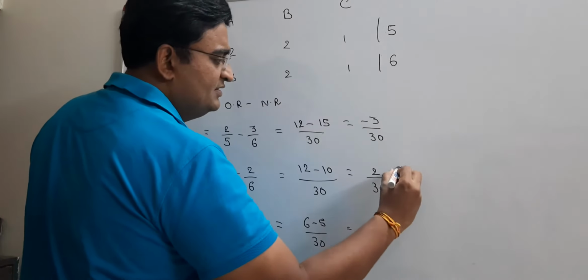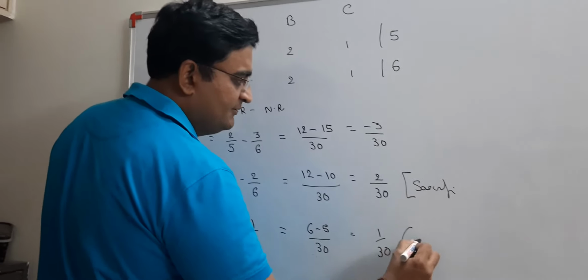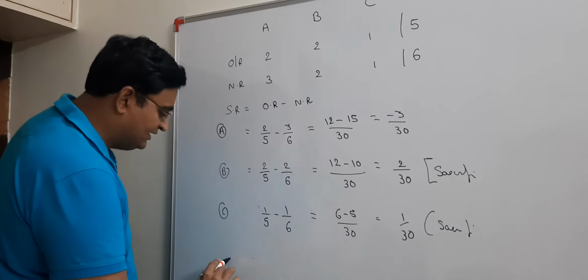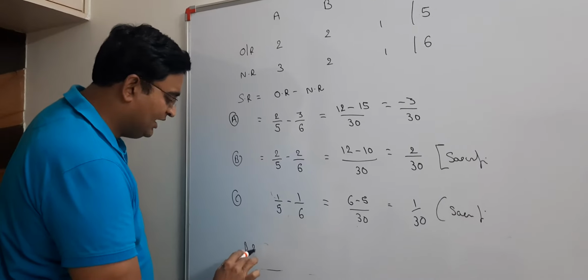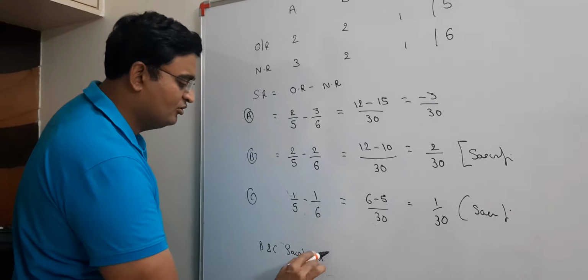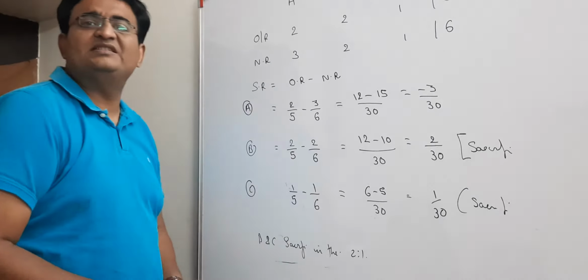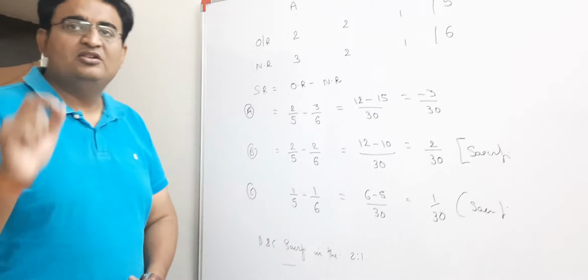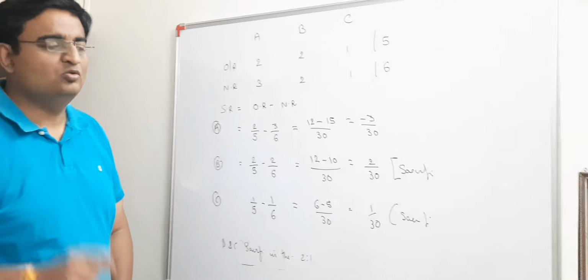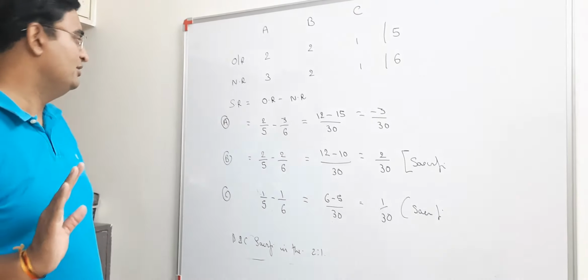Those whose answer is positive, that particular person is sacrificing. Alright? So lastly you have to write the sentence: hence B and C sacrifice in the ratio of 2:1. This is your final answer. You need to write the conclusion sentence, 2:1. Okay, so this is illustration number 2, which might be clear to you.